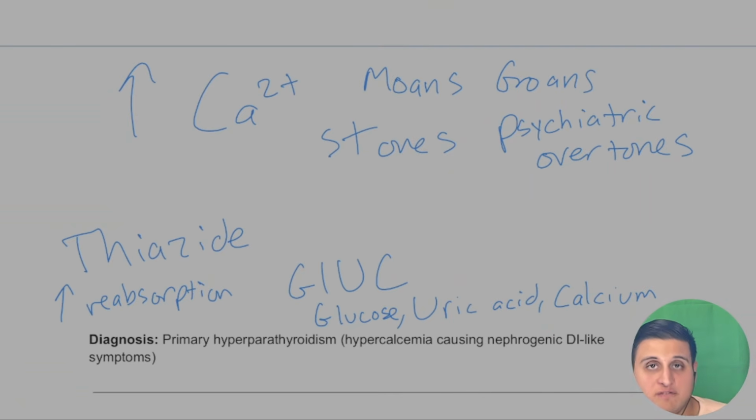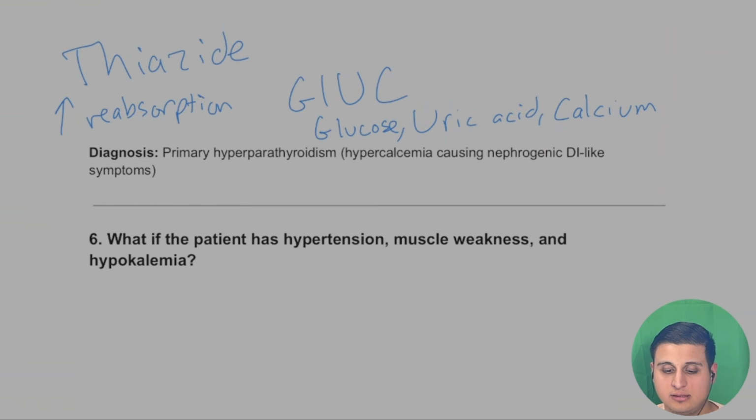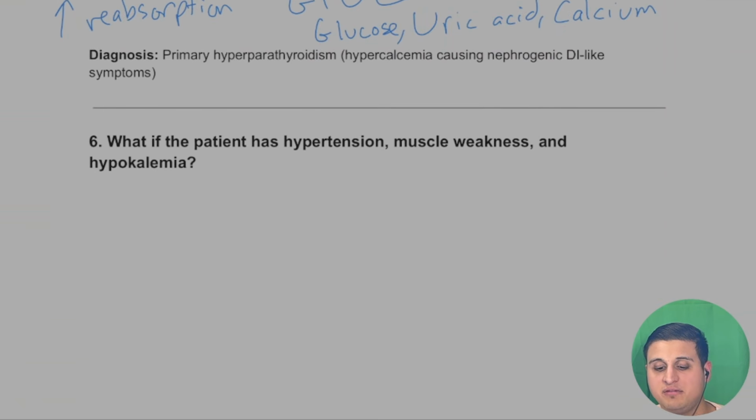So this is an effective treatment if someone's having calcium kidney stones and you want to just help them in the short term, all right? All right, let's move on to this next one, where what if the patient has hypertension, muscle weakness, hypokalemia, and they also have issues with, again, the polydipsia, polyuria, then this is probably hyperaldosteronism.